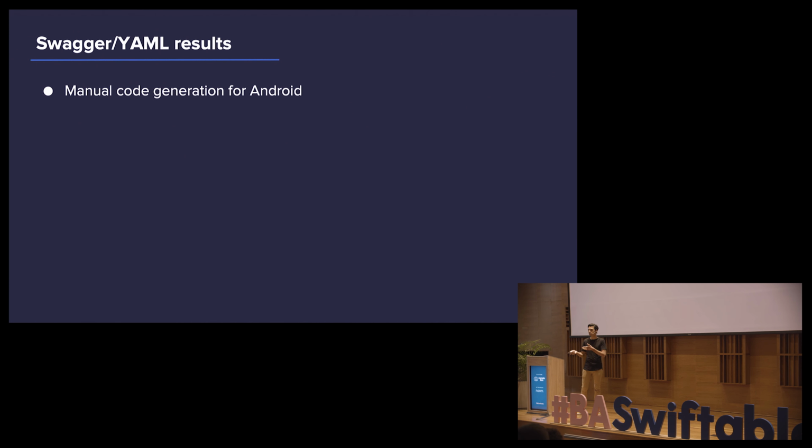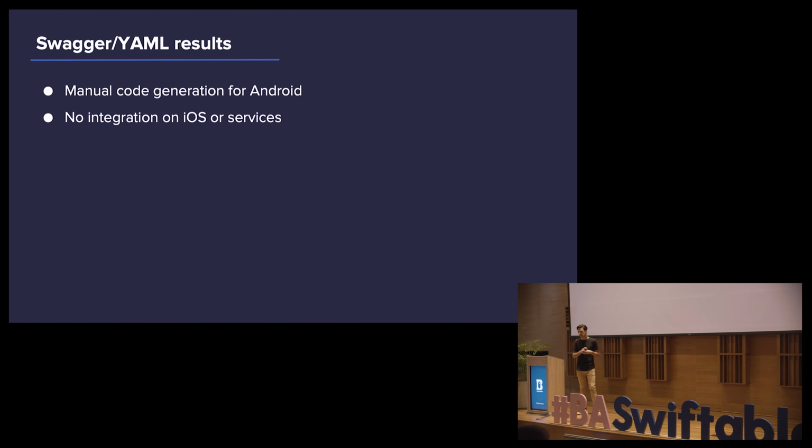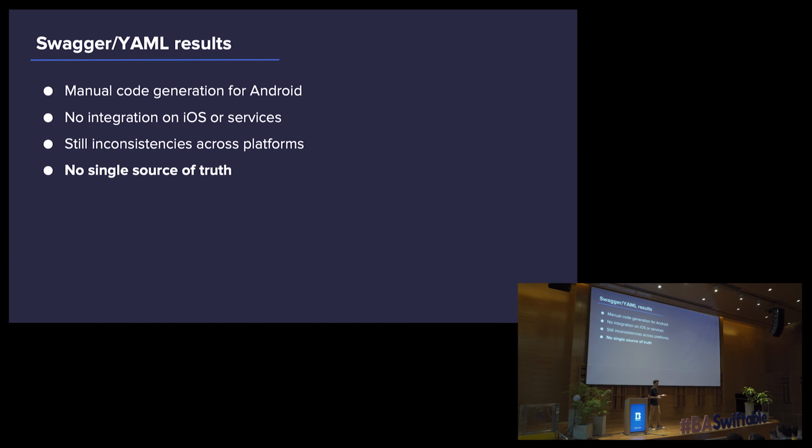So there was manual code generation from these YAML definitions that was available, but it was only available on Android, and those engineers still had to generate it locally and then check in the output into the Android monorepo. Secondly, there was still no integration on iOS or server, so it didn't change the workflow of iOS or backend engineers, and they still handwrote everything. And this led to the continued inconsistencies that we saw before and the same lack of one source of truth.